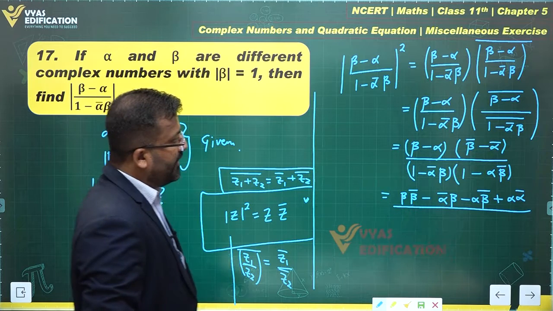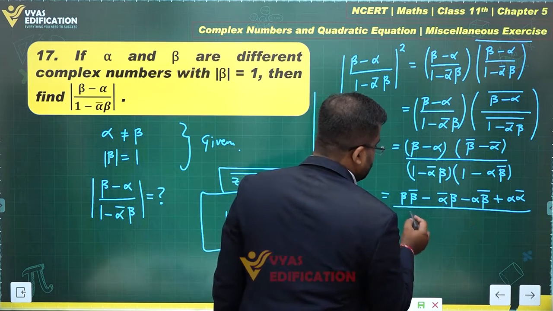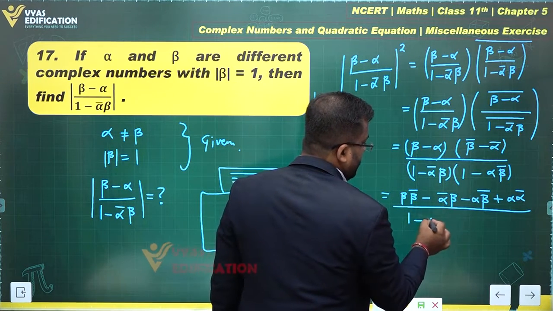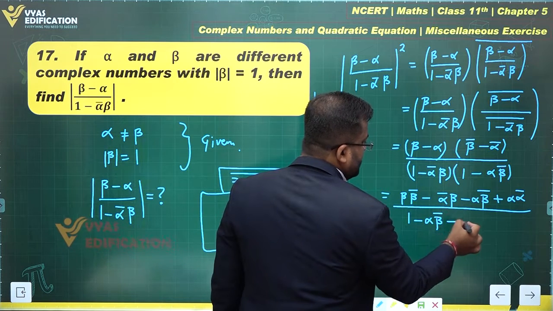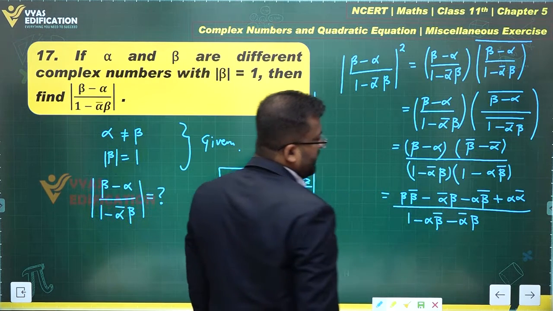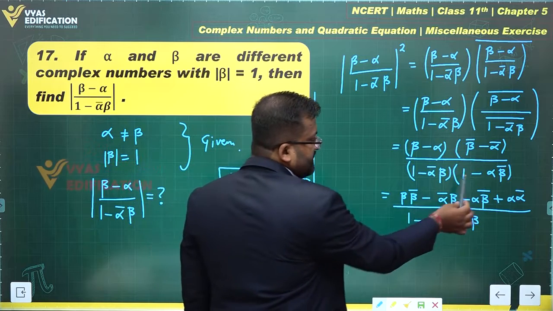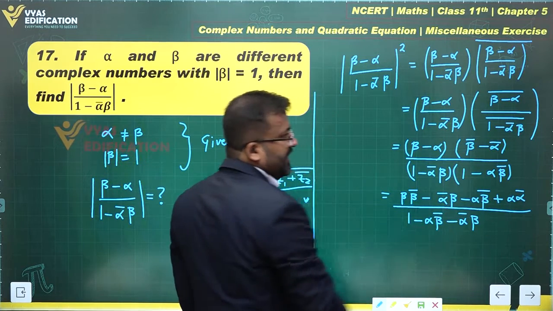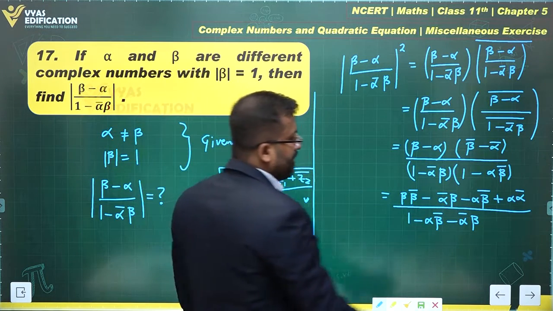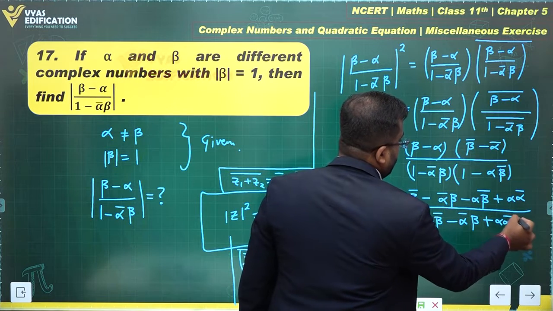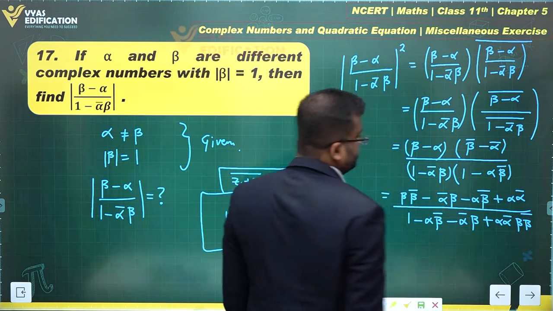What happens in the denominator? In the denominator, you have 1 times 1, which is 1. 1 times alpha beta bar. This is what you have. Minus alpha bar beta in the denominator. And the last term would be minus alpha bar beta minus alpha beta bar. That will be actually equal to plus alpha alpha bar beta beta bar.